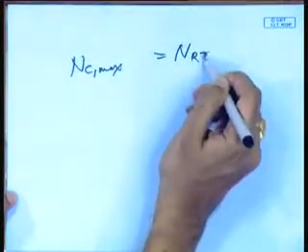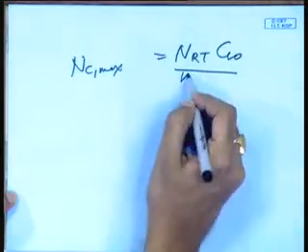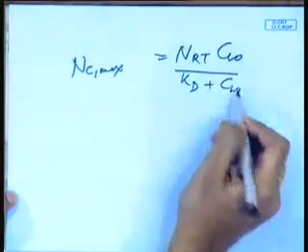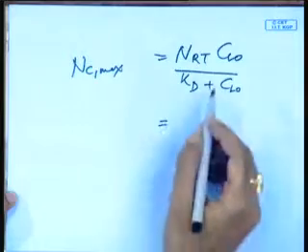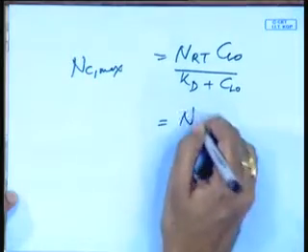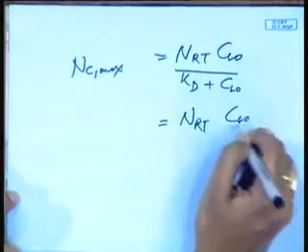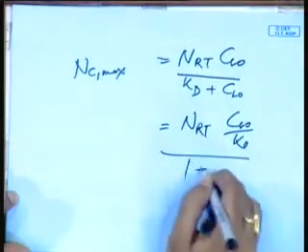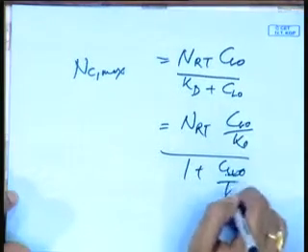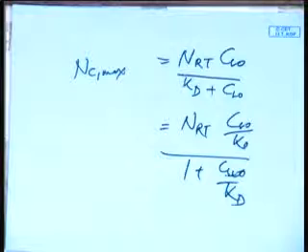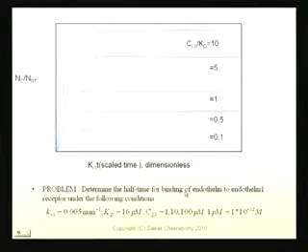NC max equals NRT CL naught over KD plus CL naught. And if I divide all through by CL naught, I get CL naught over KD over 1 plus CL naught over KD. So, that is what we are doing in the plot over here. So, CL naught over KD is a single parameter. So, I have been able to convert these two parameters into a single parameter system now. And as it changes, it increases.